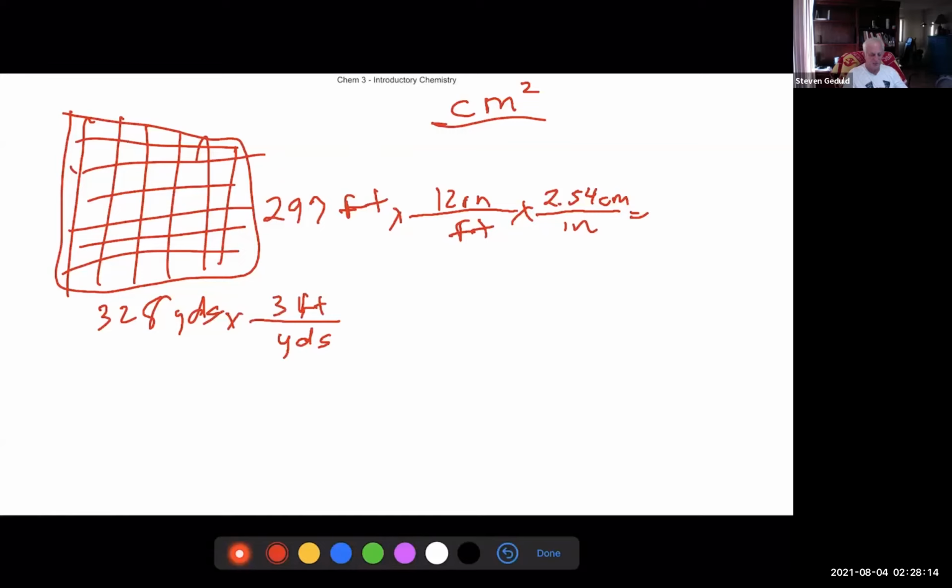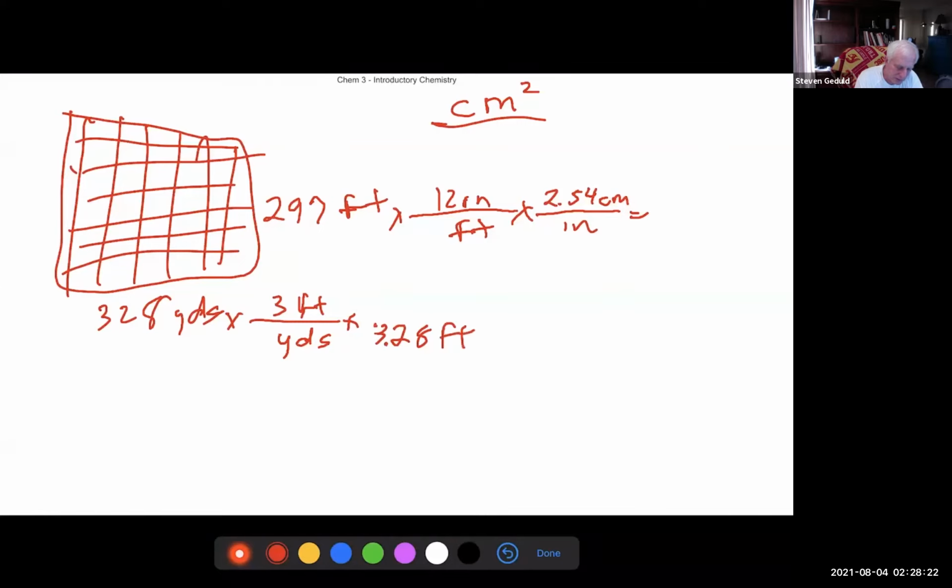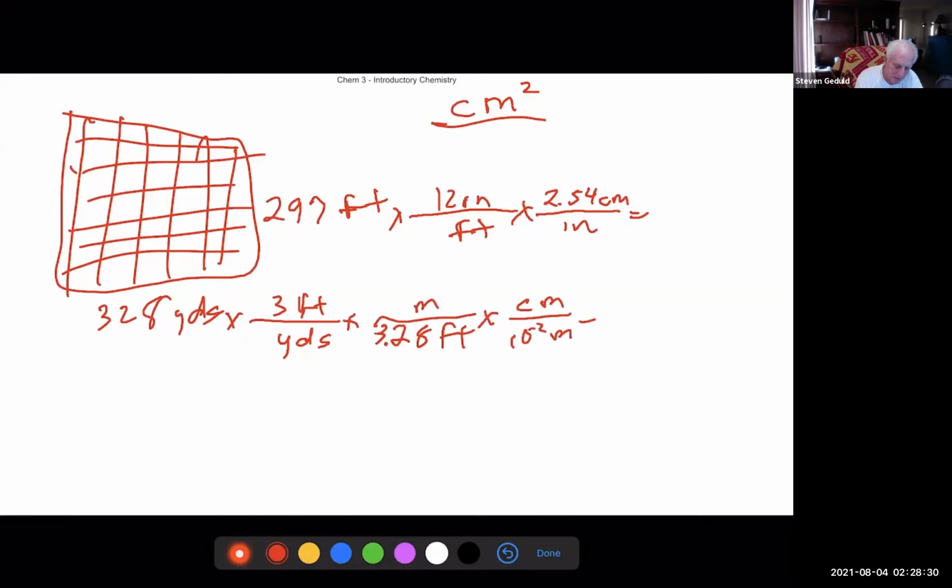Now this is a little different conversion this time, just so it can show it still works. We have 3.28 feet in 1 meter. In 1 meter, we go to centimeters, and centi is 10 to the minus 2 meters. Both those conversions are going to get us into centimeters. There's multiple ways to do this, as long as you follow the 2 rules, you'll do it right.